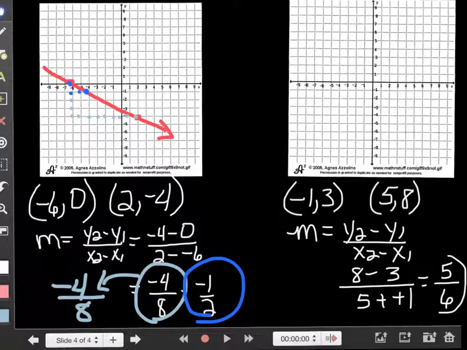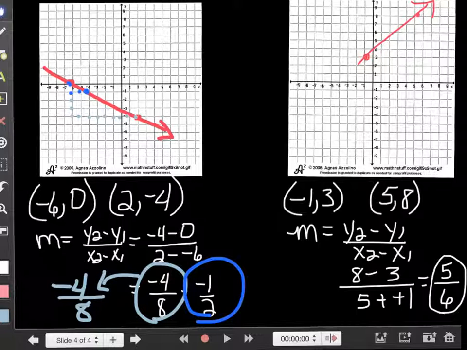Now let's plot those points and see what kind of line we get. This slope, that number is positive, which means it should indicate that the line should be rising to the right. Let's plot the points and see if it does. Negative 1, 3. And 5, 8. Okay, we draw this line, and yes, it is rising to the right, so it's good.